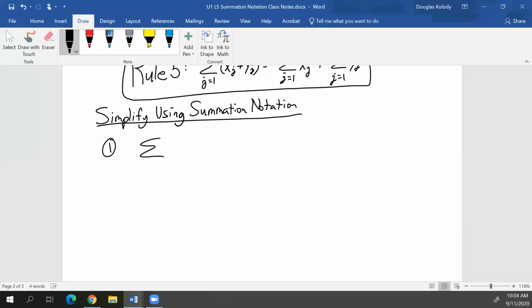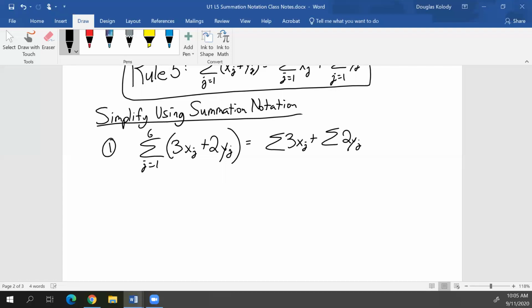The sum, let's say, as j goes from 1 to 6 of 3 times x sub j plus 2 times y sub j. All right, so what does this mean, simplify using summation notation? It means to use these 5 rules of summation to simplify this down. All right, so let's do that right now. First thing, I see that we're taking the sum of a sum. So I could take the sum of 3 times x sub j plus the sum of 2 times y sub j. What did I just use? I just used rule number 5, didn't I? I distributed the sums to each one particularly.